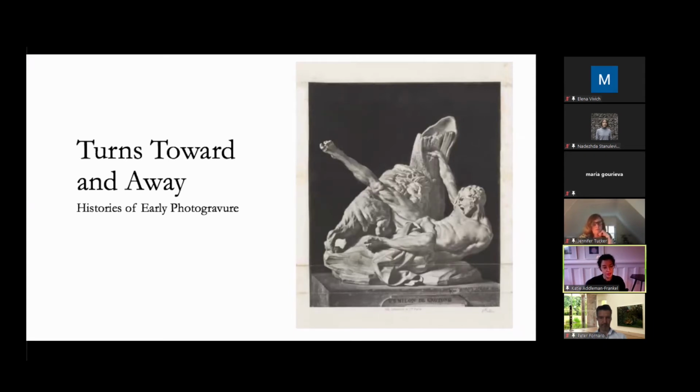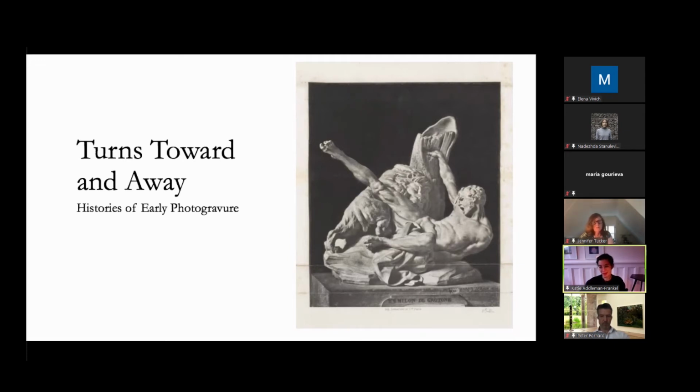I'll begin today by providing an overview of the work of one photographer who produced a particularly notable body of work in the photomechanical process of photogravure, Edouard Baldus, on whom I have also, of course, written quite a lot, including a large section of my dissertation.